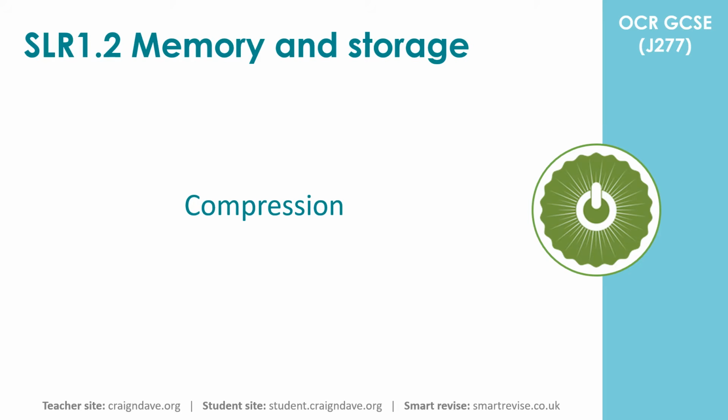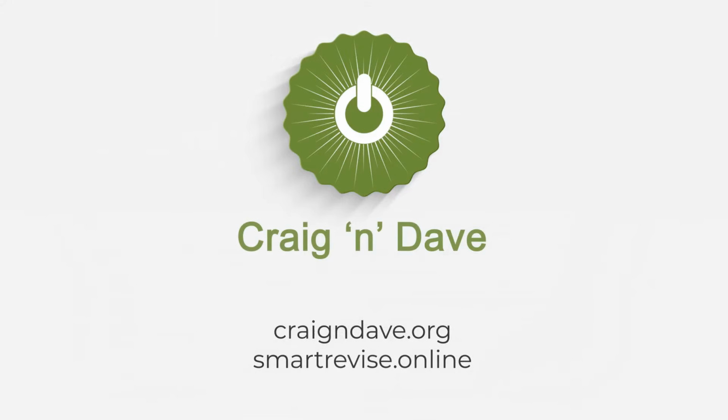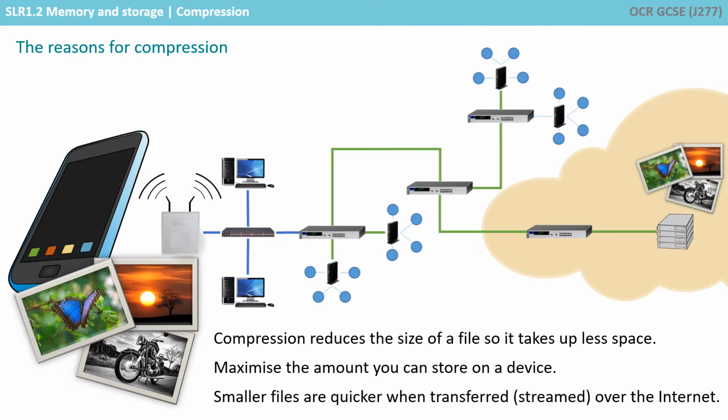In this video, we explore the need for and types of compression. There's a link here to topic 1.5 system software, where we consider utility software with compression utilities being one example. Compression essentially reduces the size of a file so it takes up less space on a storage device.